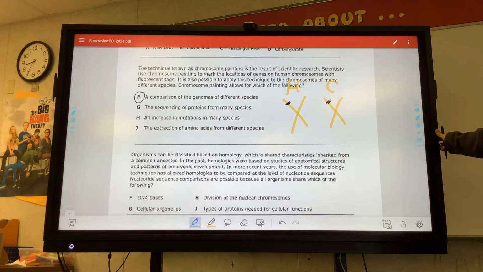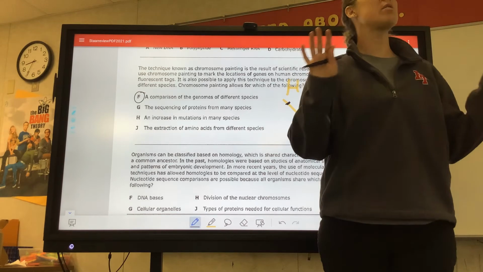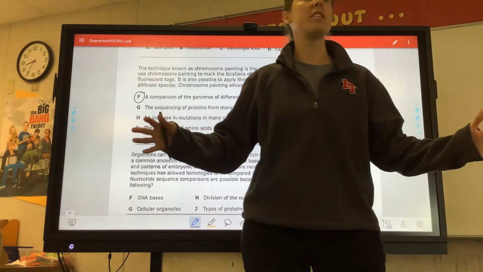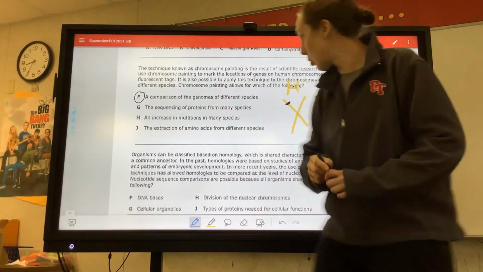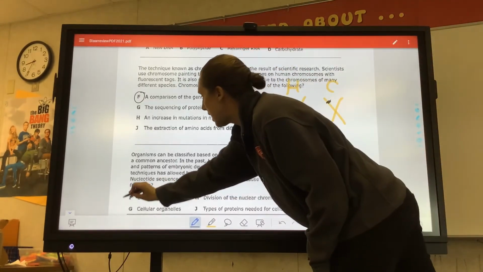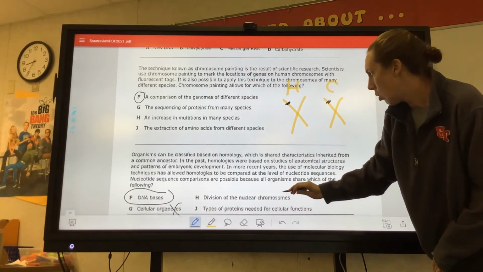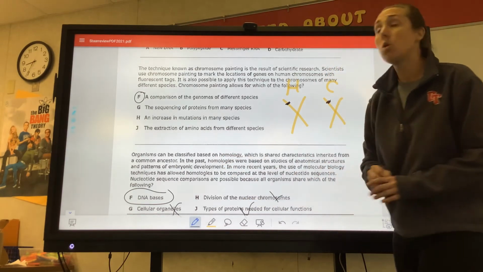Nucleotide sequence comparisons are possible because all organisms, guys, all organisms, have the same what? We don't have the same genes, but we all use the same for what? Good, so we have the same DNA bases. We don't have the same organelles, and it's not because of chromosomes or proteins, it's because we can share the bases.